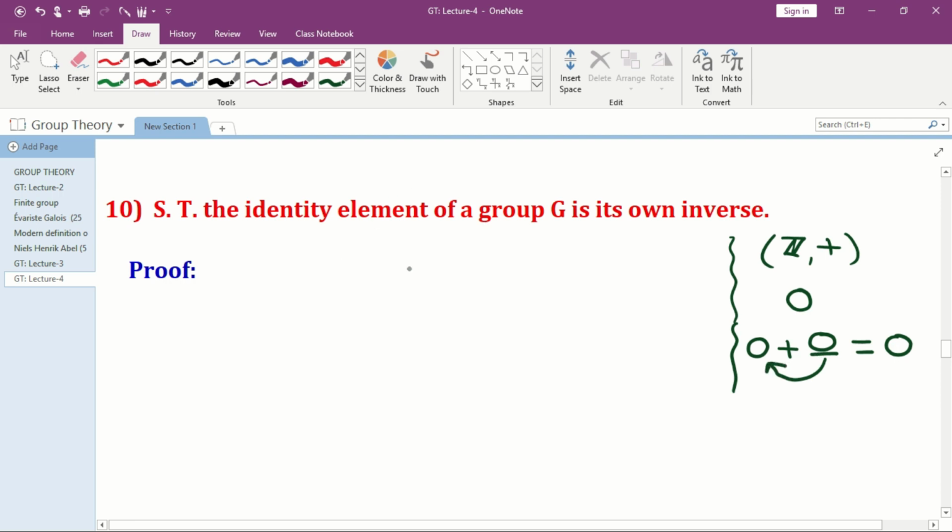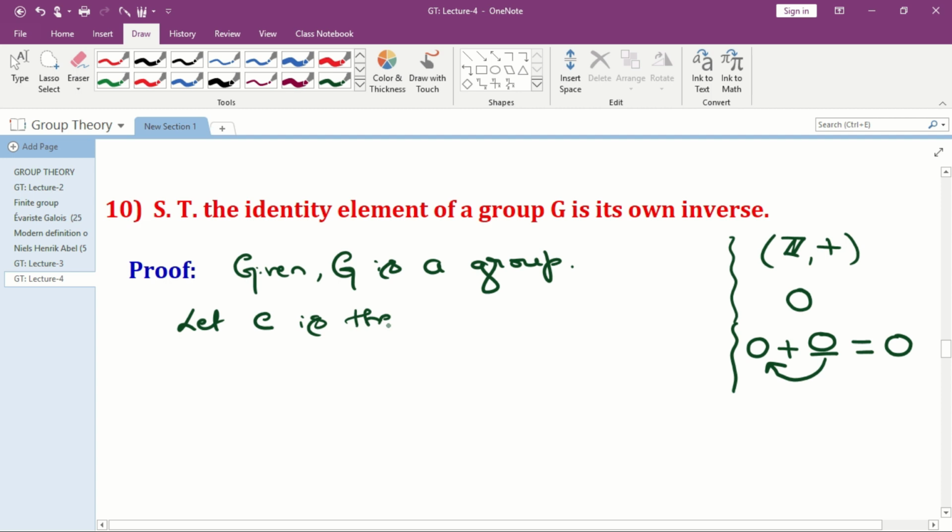So how to prove in general? Show that the identity element of a group G is its own inverse. So we shall write what is given. Given G is a group, let E be the identity element of G.